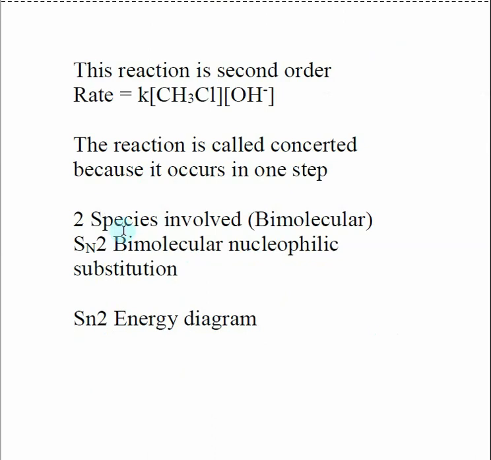So because 2 species are involved in my rate determining step, this is called bimolecular, or SN2, or bimolecular nucleophilic substitution. That's what we're saying here by SN2. And let's go a little bit deeper into the fact that we call it second order. How does that affect things? The first place is from an energy diagram.